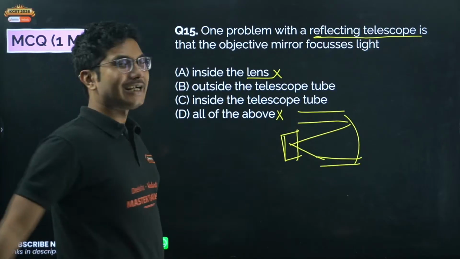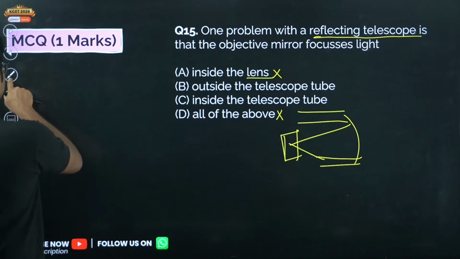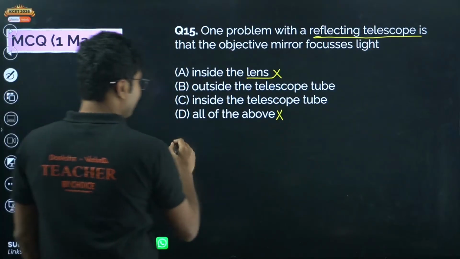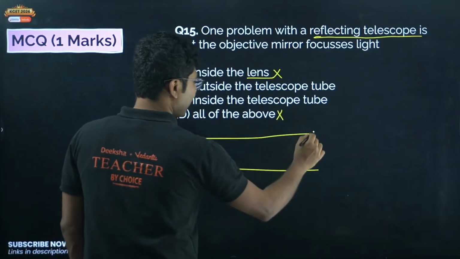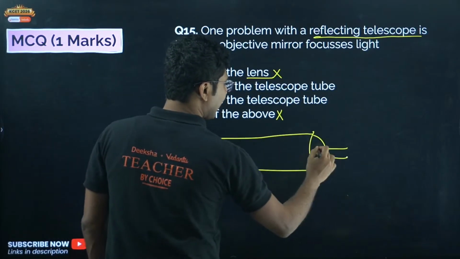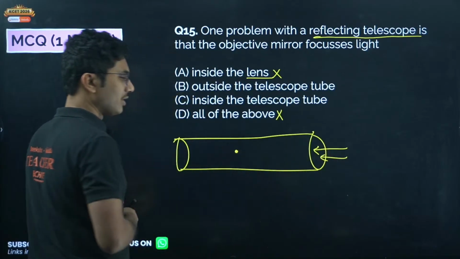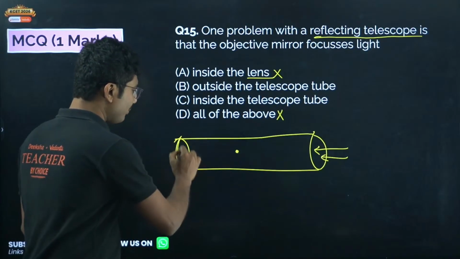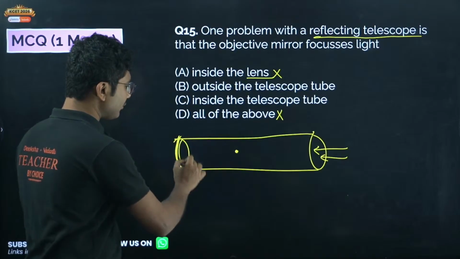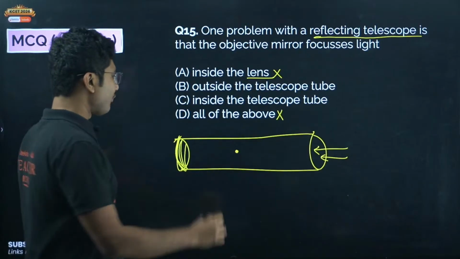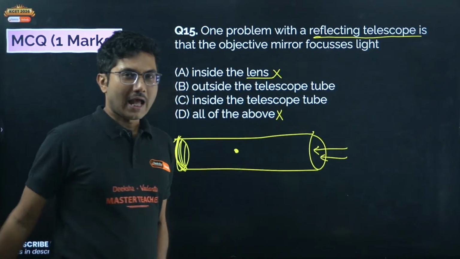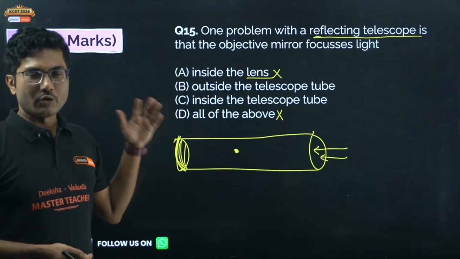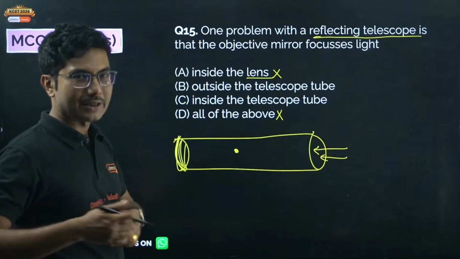But if it is inside the telescope tube, imagine that you are using a telescope tube, this is your opening from where light is falling, and the final image is forming over here. Is there any way for you to observe it directly? In a reflecting telescope, this side is already closed because you have the mirror over here. So your final image is forming inside the tube, and you will not have any direct way to observe it.